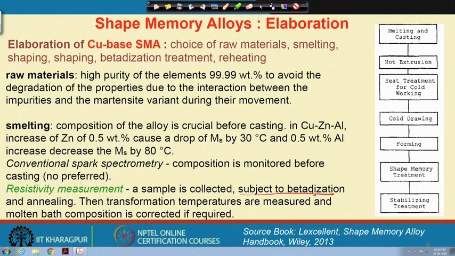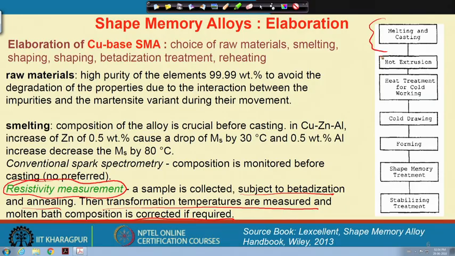I will come to beta digestion treatment, what is the meaning of beta digestion, and annealing. This transformation temperature is recorded in the molten bath composition and then it will be corrected. This temperature is recorded by the resistivity measurement. It gives us a perfect sequence of all these transformation temperatures like MS, MF, austenite start, austenite finish and so on. So, starting from melting, hot extrusion is a shaping operation which we will discuss in the next slide.